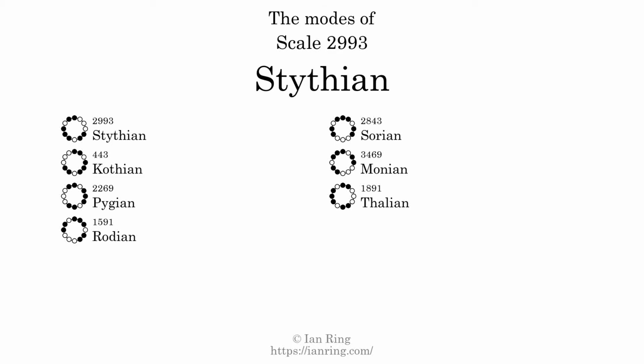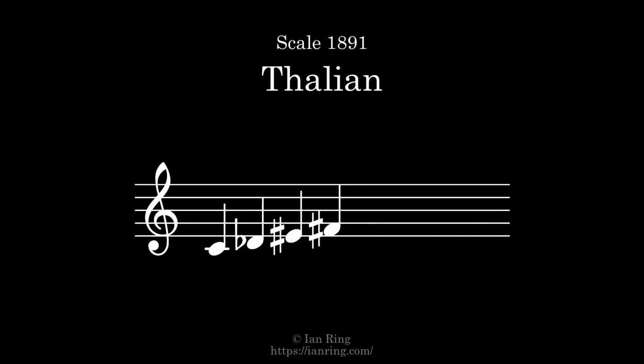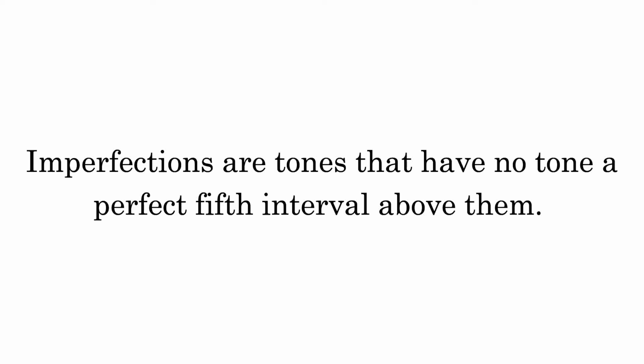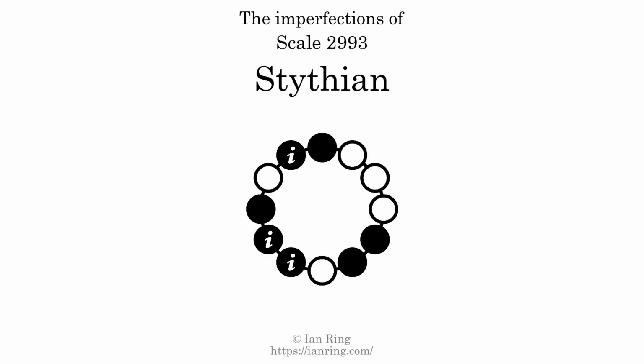The seventh and last mode is scale 1891, also known as Thalian. It sounds like this. Imperfections are tones that have no tone a perfect fifth interval above them. This scale has 3 imperfections. They are at positions here, here, and here.